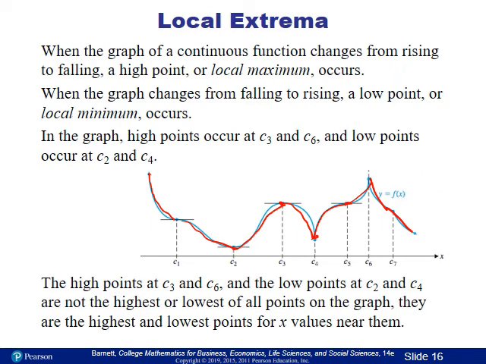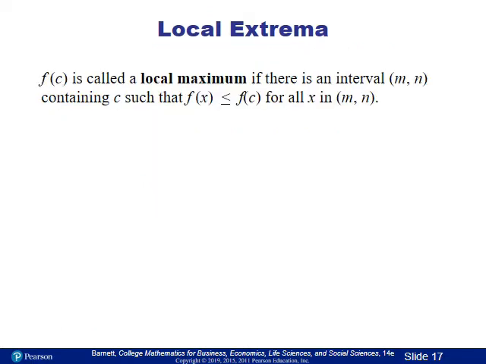So the high points at c3 and c6, and the low points c2 and c4, are not the highest or lowest of all points on the graph. They are the highest and lowest points for the x values nearby.